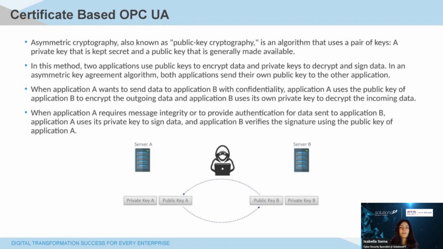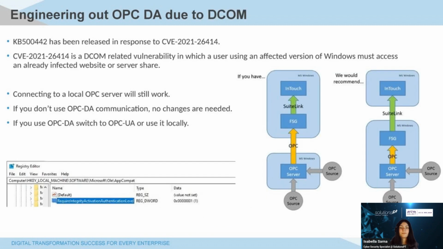Asymmetric cryptography, also known as public key cryptography, is an algorithm that uses a pair of keys, a private key that is kept secret, and a public key that is generally made available. In this method, two applications use public keys to encrypt data and the private keys to decrypt and sign the data. In this asymmetric key agreement algorithm, both applications send their own public key to each other. Feel free to pause the video if you want to see a full worked example.